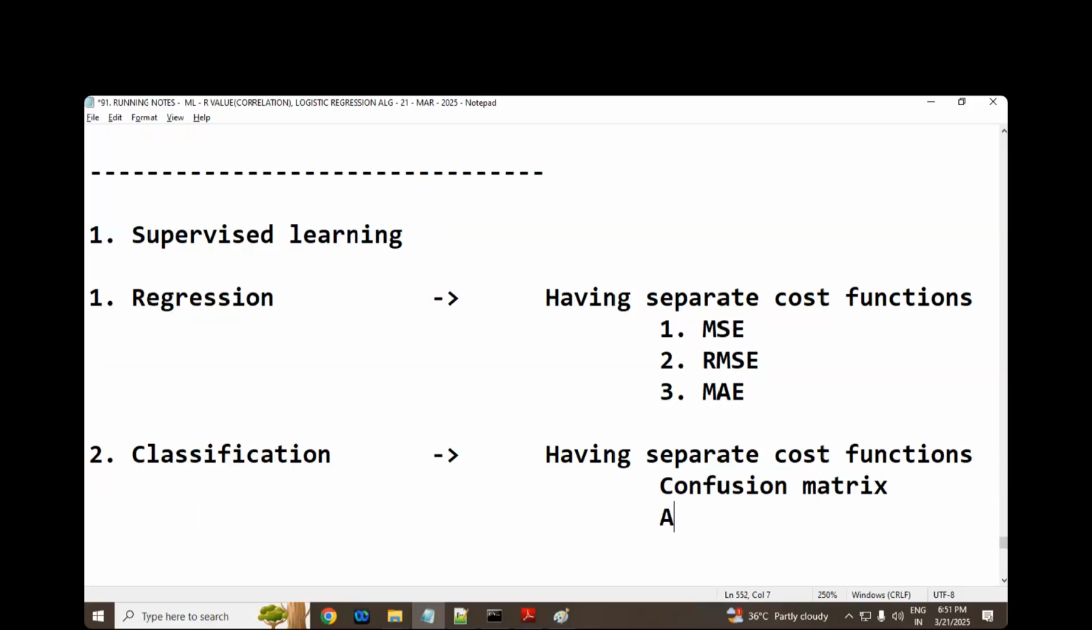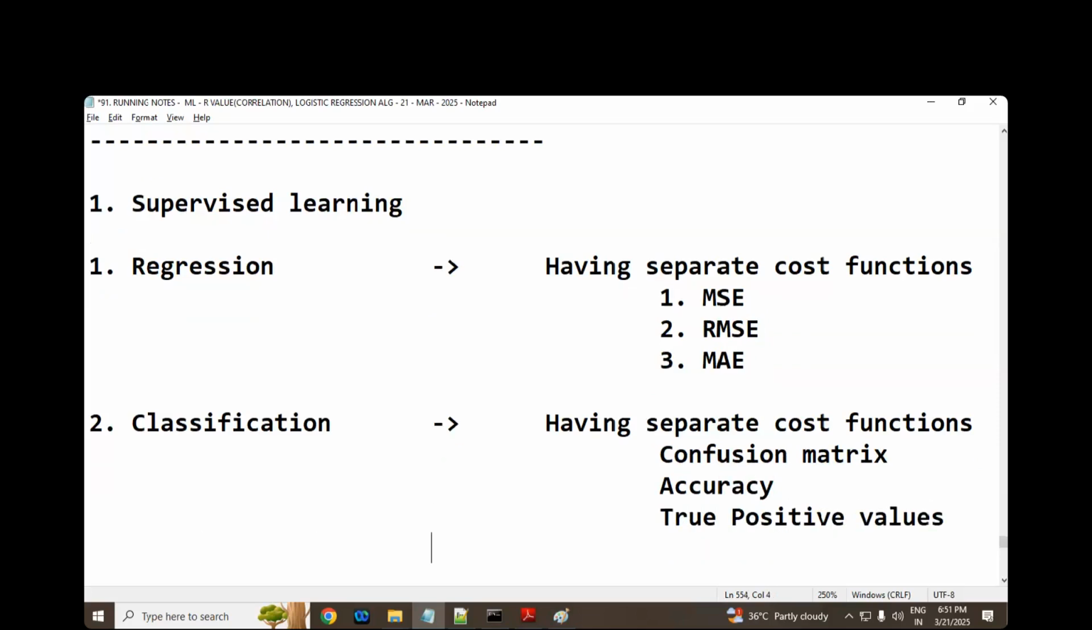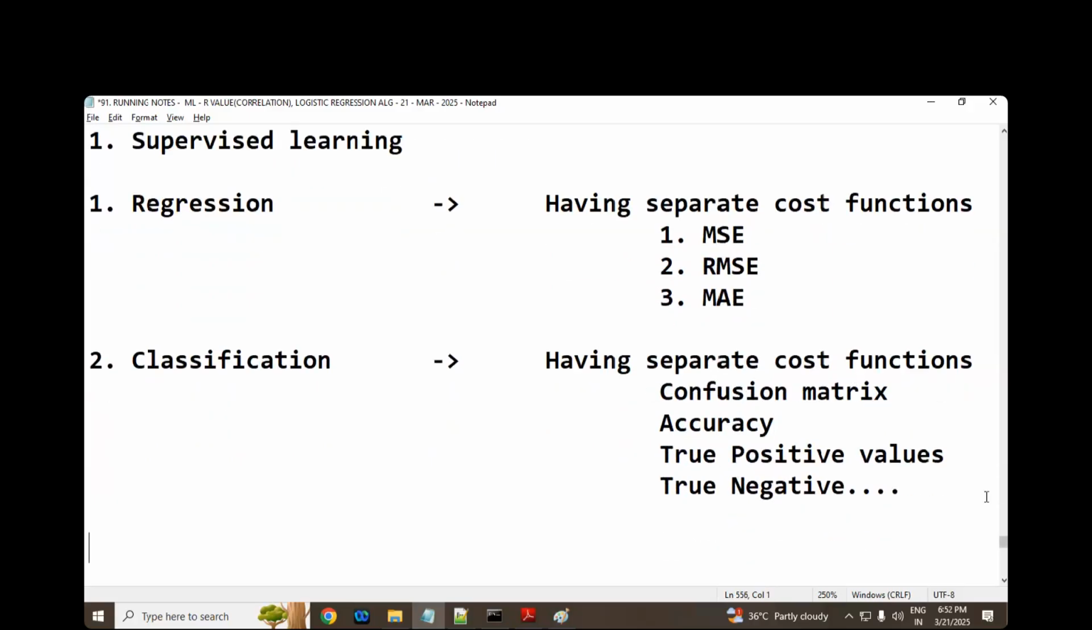Accuracy, true positive value, true negative. I will cover these things later. These are all upcoming topics. We'll see.